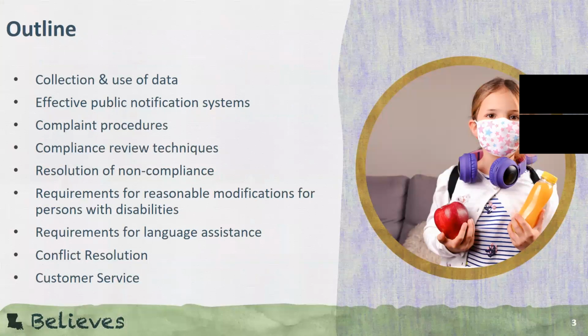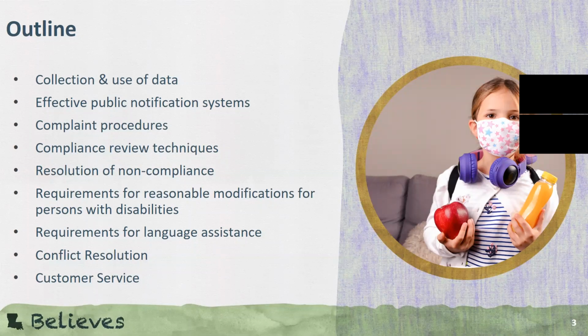So here's our outline for today. First, we will cover the requirement to collect race and ethnicity data and why that information is collected. Second, we will discuss the public notification systems. This is the process by which CNPs notify potential applicants of the availability of meals. Third, we'll discuss what a CNP should do if they receive a complaint alleging discrimination in the school nutrition programs from a student or parent.